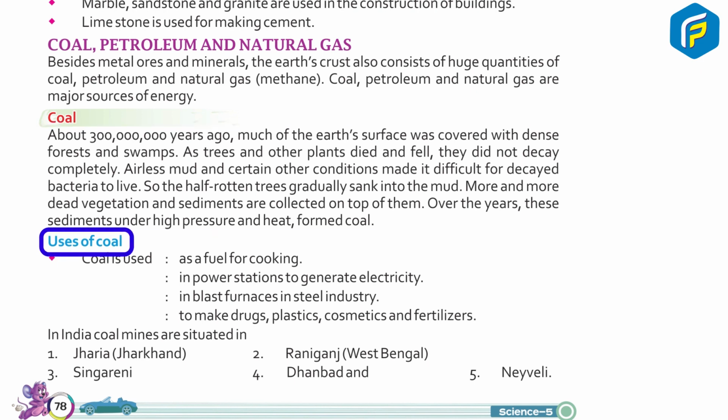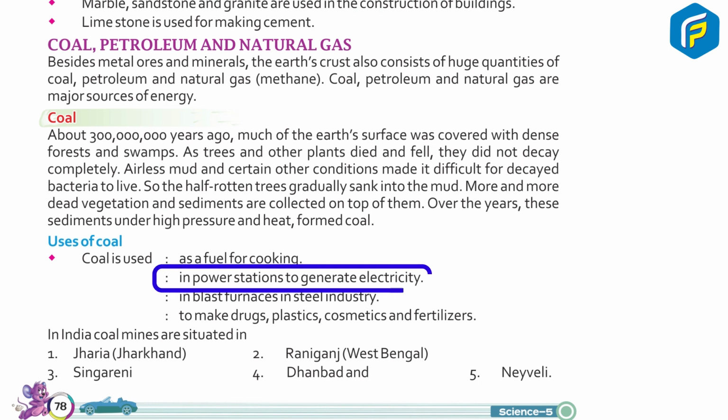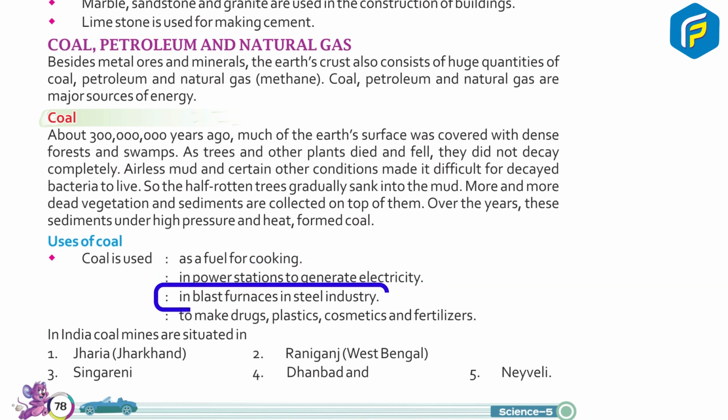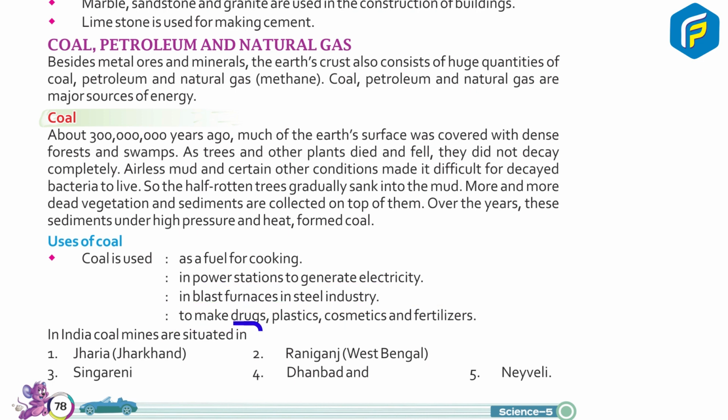Uses of coal. Coal is used as a fuel for cooking, in power stations to generate electricity, in blast furnaces, and in the steel industry to make drugs, plastic, cosmetics, and fertilizers. In India, coal mines are situated in 1. Jharia, Jharkhand, 2. Raniganj, West Bengal, 3. Singareni, 4. Dhanbad, and 5. Neyveli.